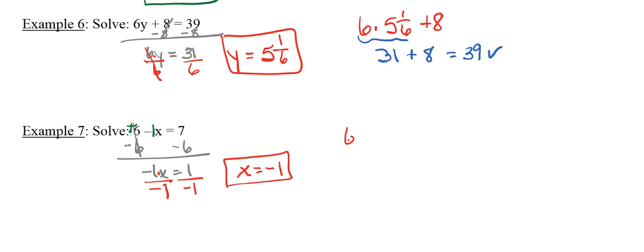Again, we can check it. Subtracting a negative is the same as adding it. 6 plus 1 is 7. So it checks.